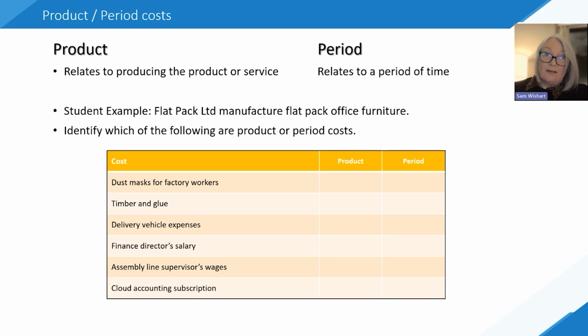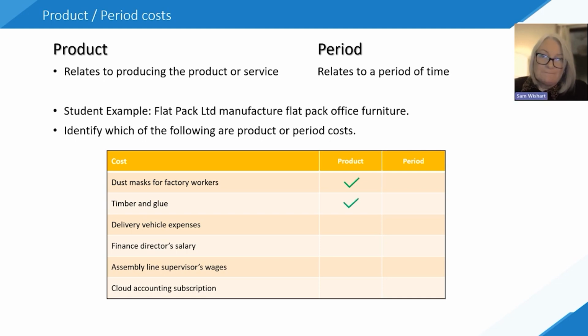I want you to identify, for the examples for Flat Pack Limited, a company manufacturing flat pack office furniture, whether we think the following are product or period costs. Think about, is this item going to be used when the product is being produced? That's all we need to ask ourselves. Dust masks for factory workers, will we need those when we're producing products? Yeah, it's a product cost, isn't it?